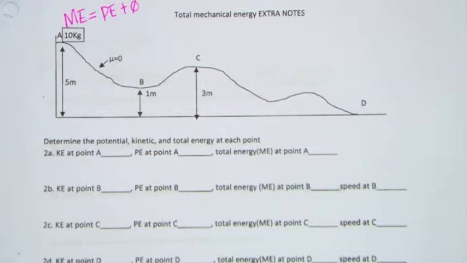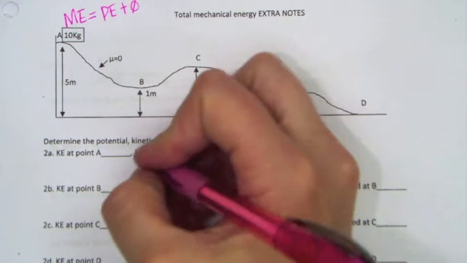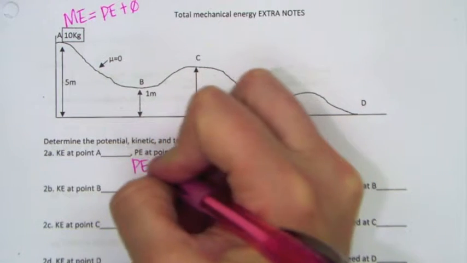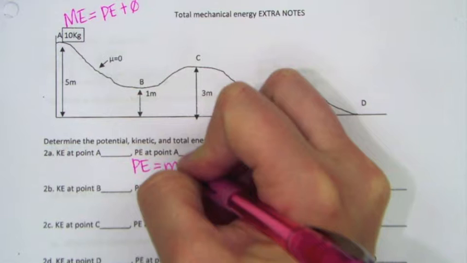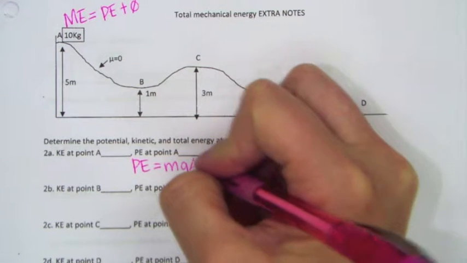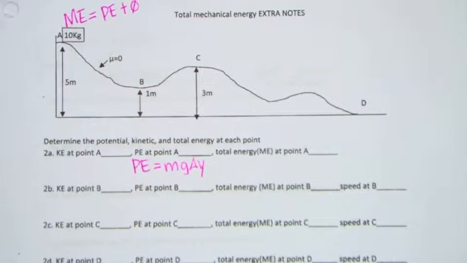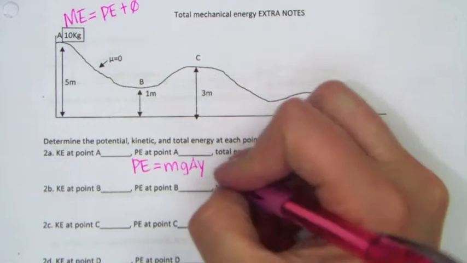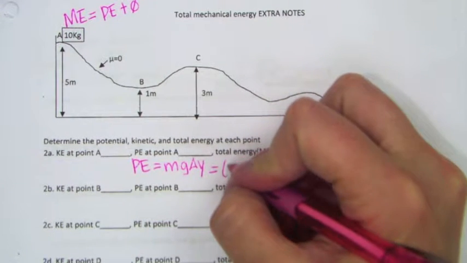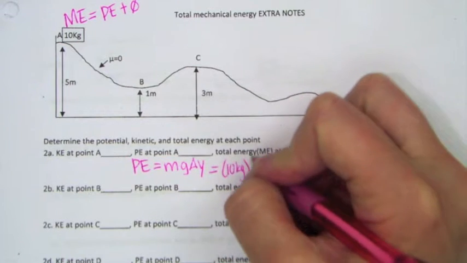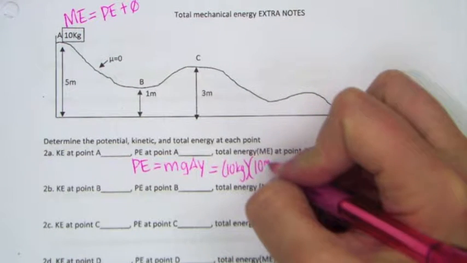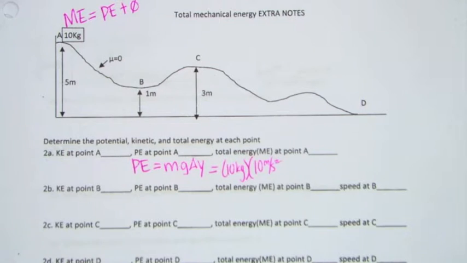So if I want to find the total mechanical energy, I use the equation for potential energy. This is gravitational potential energy, by the way. So at point A, PE equals m times the acceleration due to gravity times the change in height, or our displacement. The mass of the object is 10 kilograms. G is always 10 meters per second squared.